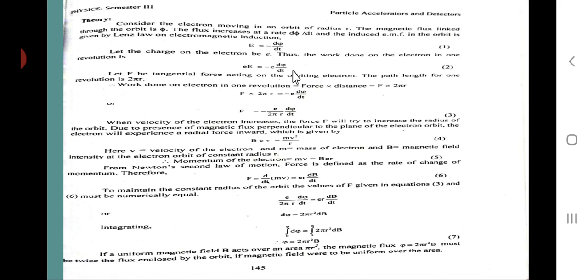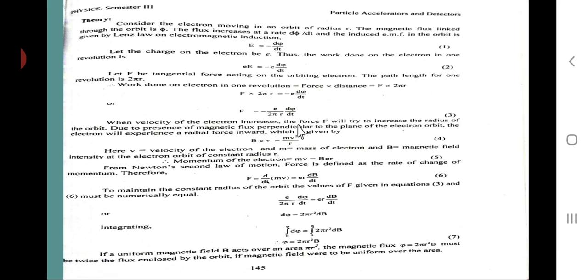Let F be the tangential force acting on the electron in the orbit. The path length for one revolution is 2 pi r. Therefore, the work done on the electron in one revolution is equal to force into displacement, that is F into 2 pi r, which is equal to minus of e d phi by dt, or F is equal to minus of e divided by 2 pi r into d phi by dt.